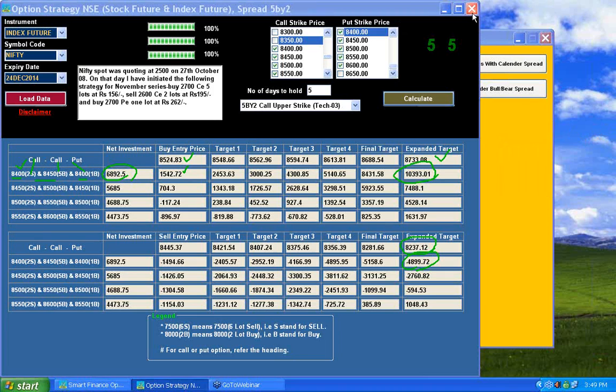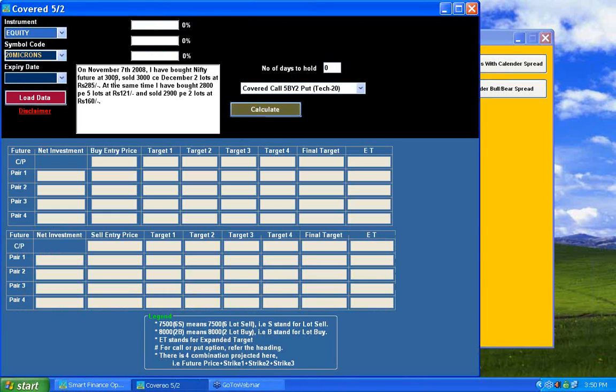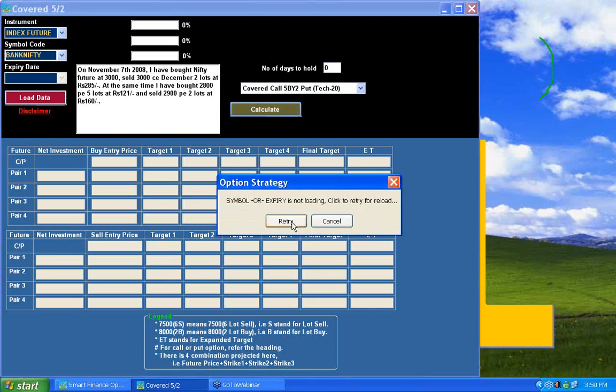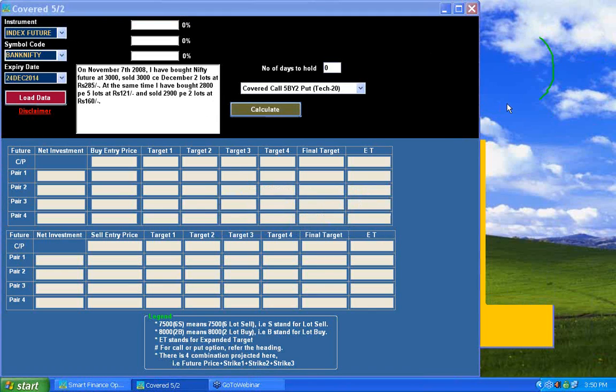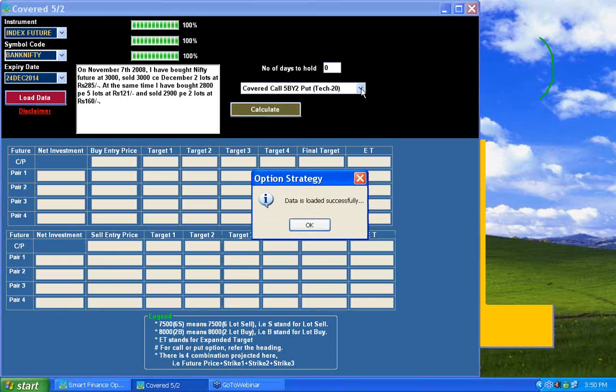So this is the strategy which I authored in my book and which you are going to get as part of this product. In a similar way, we can form many other strategies also. For certain strategies you have to give the data, and for certain strategies it will automatically take that. Here, Bank Nifty I have chosen. I'll just go for load data, and I am going to cover a call with a 5/2 put, and this is the technique I am going to explain.